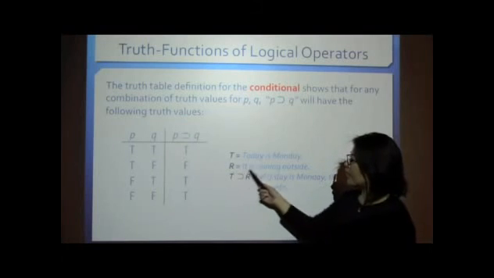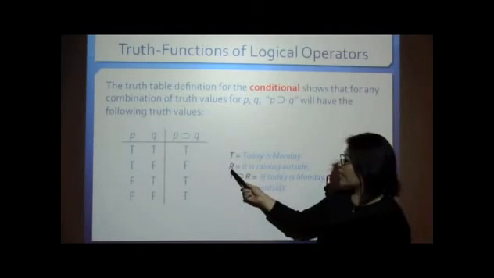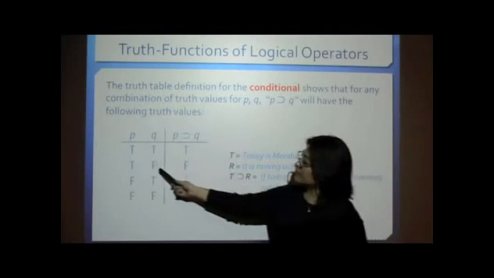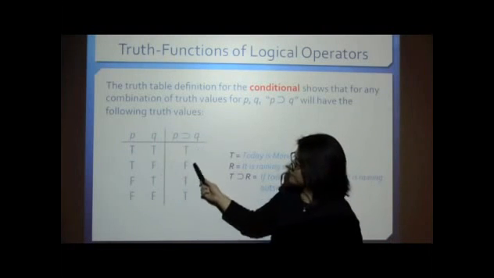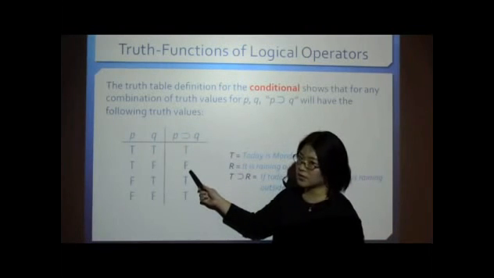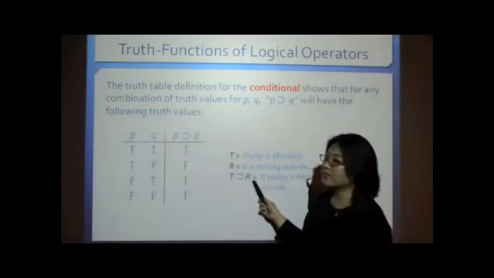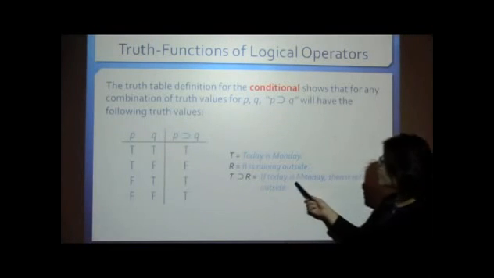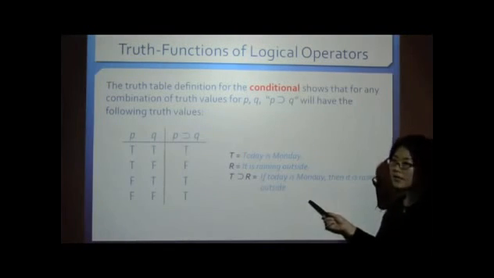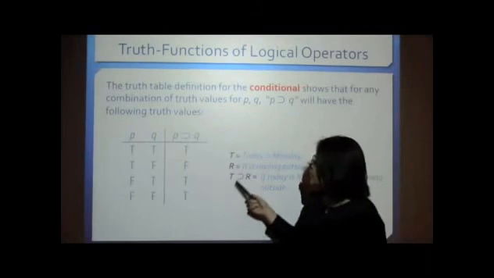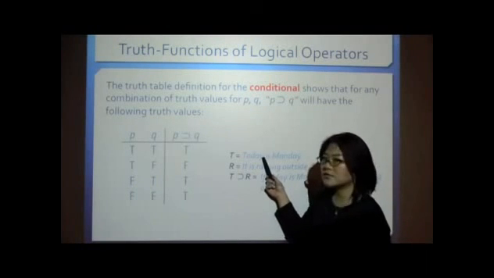However, if it's the case that today is Monday is true, but it's false that it is raining outside, you will have a false conditional statement. So this will be false. It will be false that if today is Monday, then it is raining outside.